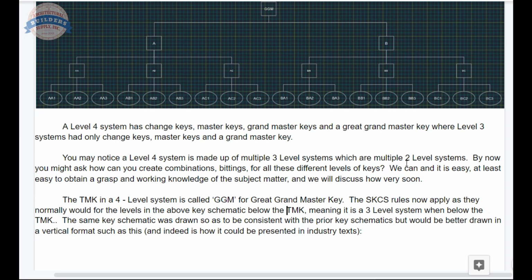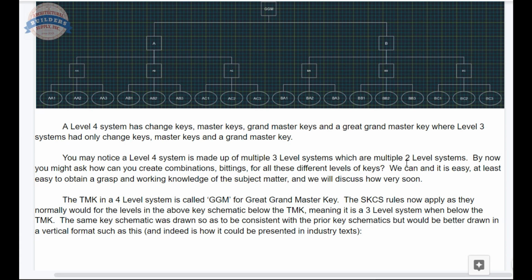The TMK in a 4-level system is indeed called GGM, or Great Grandmaster Key. The SKCS rules now apply as they normally would for the levels in the above key schematic below the TMK, meaning it's a level 3 system when below the TMK. So everything you've learned about the SKCS and how to use key symbols in a level 4 system applies to the level 3 and below. You're just going to have GGM at the very top.